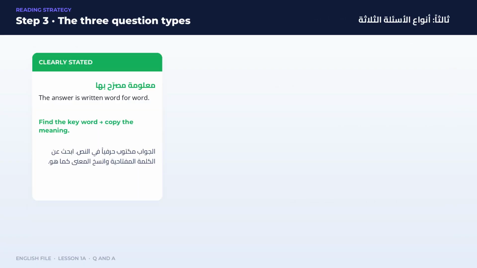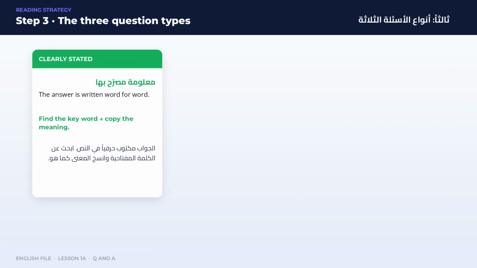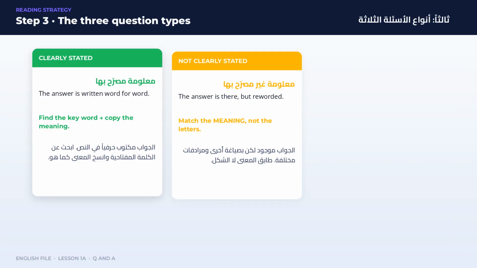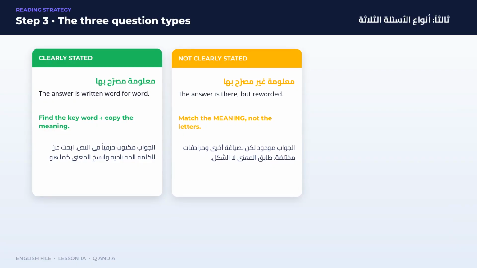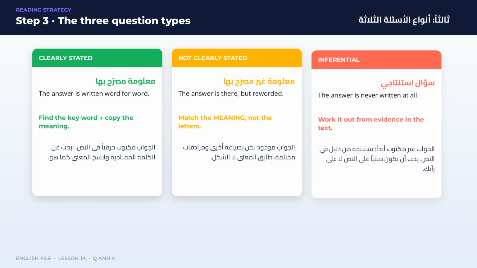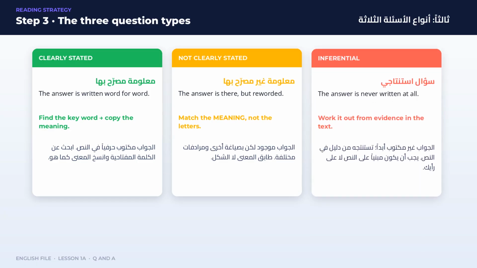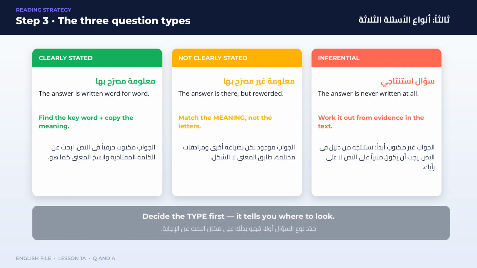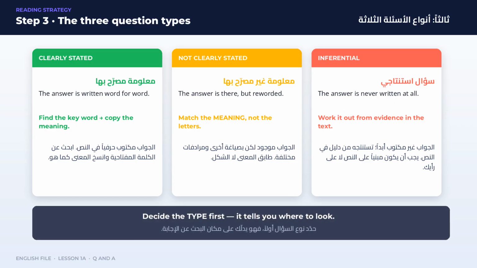Step 3. Know the 3 question types because each one is solved differently. Type 1, clearly stated. The answer is written in the text word for word. Type 2, not clearly stated. The answer is in the text but reworded, so you must match the meaning and not the letters. Type 3, inferential. The answer is never written at all. You work it out from the evidence.